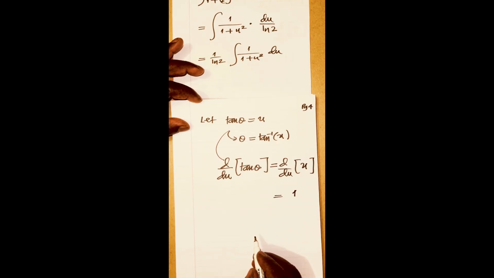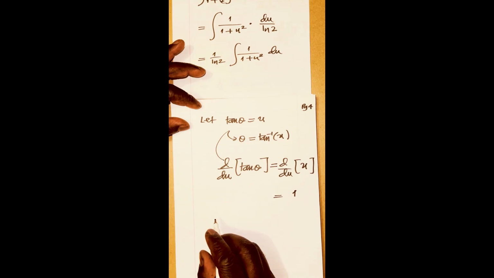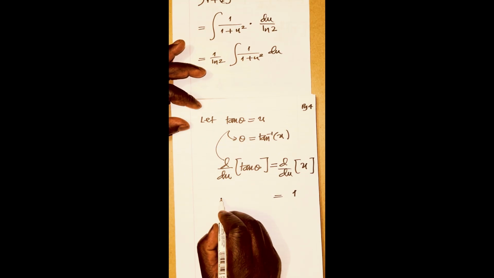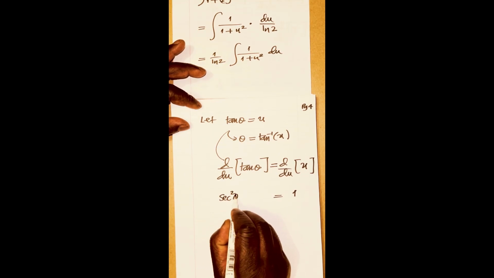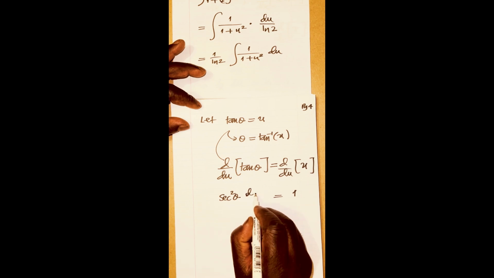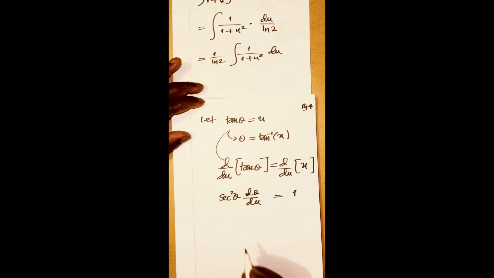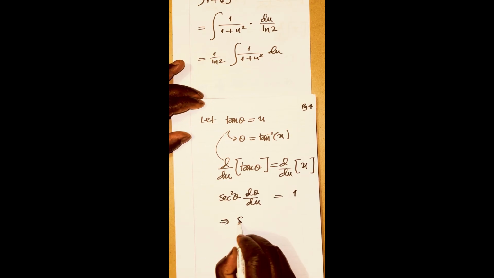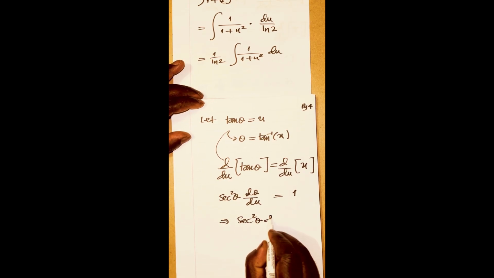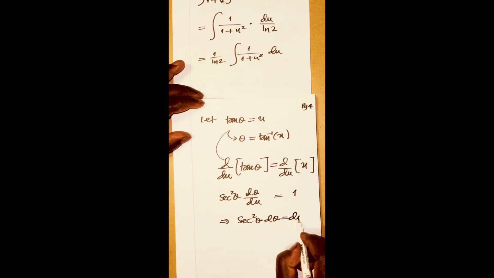On the left hand side, remember we're going to have to use chain rule now. Differentiate tangent and then theta. So derivative of tangent is sec squared, and then we have to say d theta du equals that. Multiply both sides by du. It simplifies to sec squared of theta d theta is equal to du.